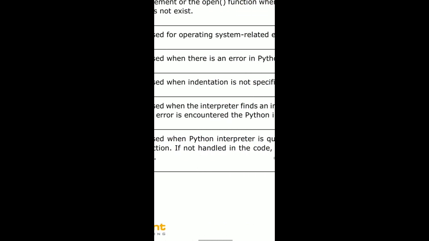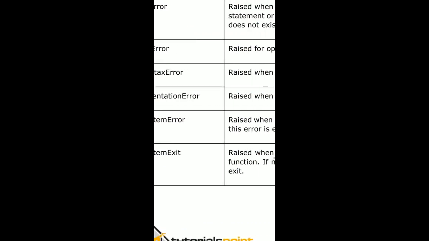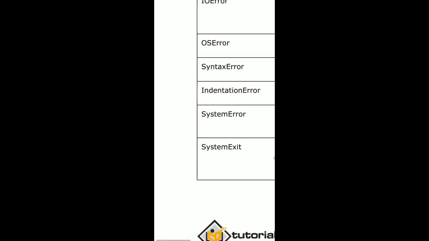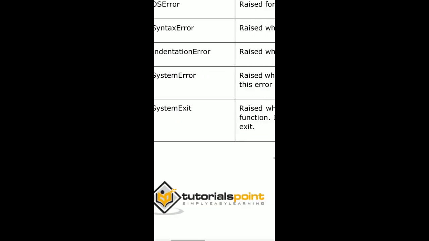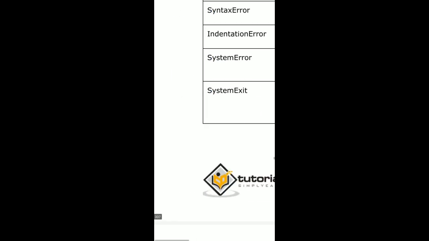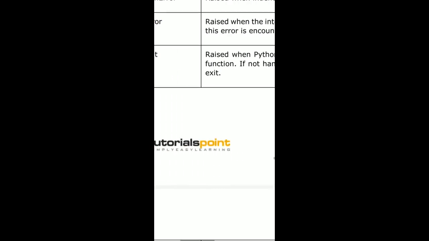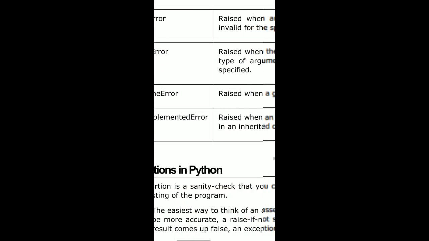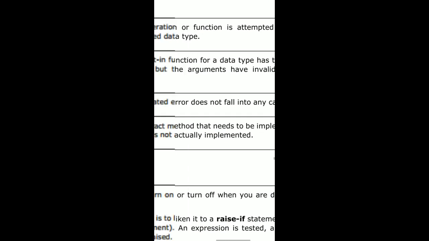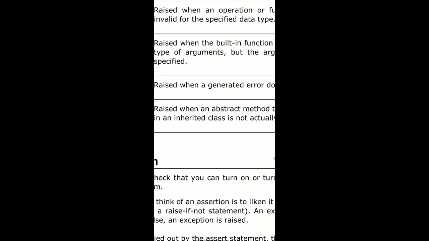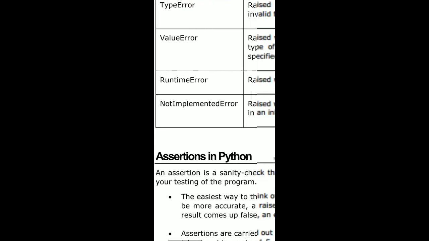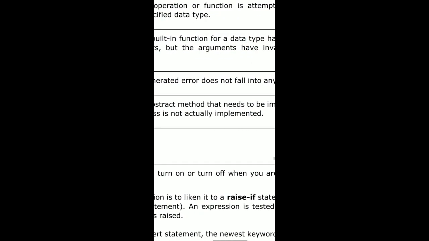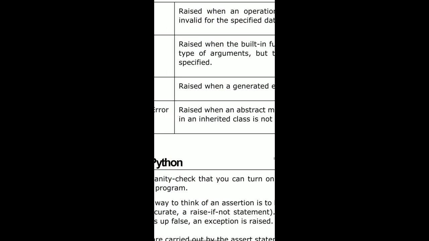OSError is raised for operating system related errors. SyntaxError is raised when there is an error in the Python syntax. IndentationError is raised when indentation is not specified properly. SystemError is raised when the interpreter finds an internal problem. SystemExit is raised when the Python interpreter is quit by using the sys.exit function. Next is TypeError, raised when an operation or function is attempted that is invalid for the specified data type. ValueError is raised when a built-in function for a data type has the valid type of arguments but the arguments have invalid values.